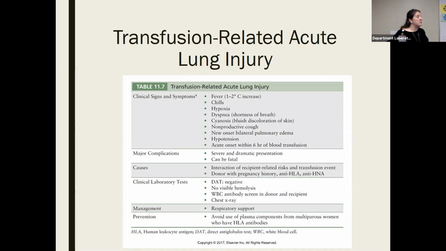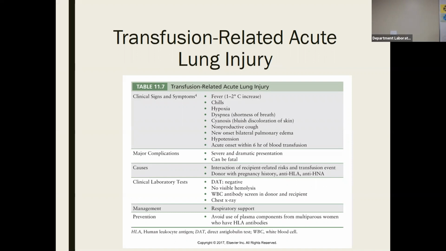Usually this is going to occur because these are HLA antibodies. So usually you would see this if it is a multiparous female, multiparous meaning that she's had multiple pregnancies, and she did donate plasma. The patient received that plasma product from a multiparous female. So that's why I said most donor centers now aren't accepting multiparous females as plasma donors, and that's to prevent TRALI.